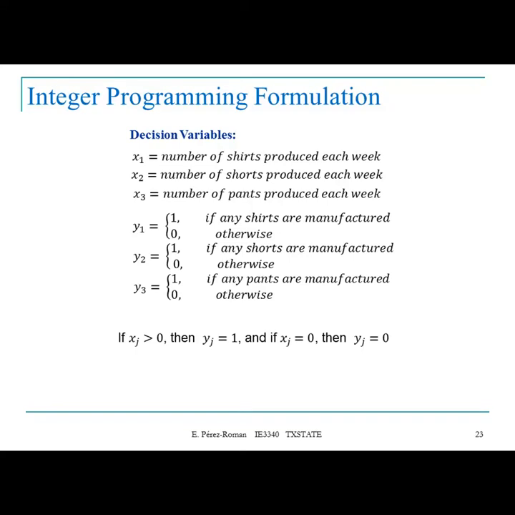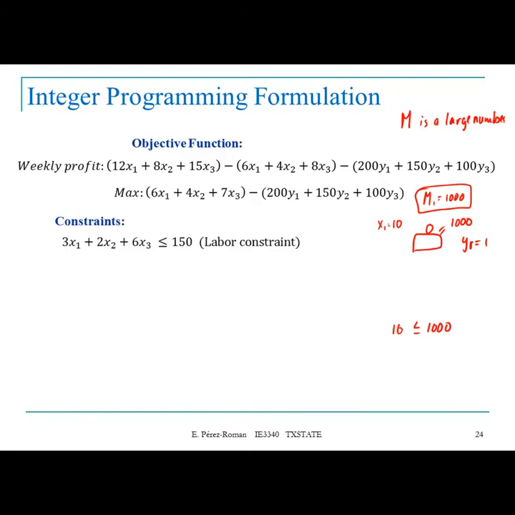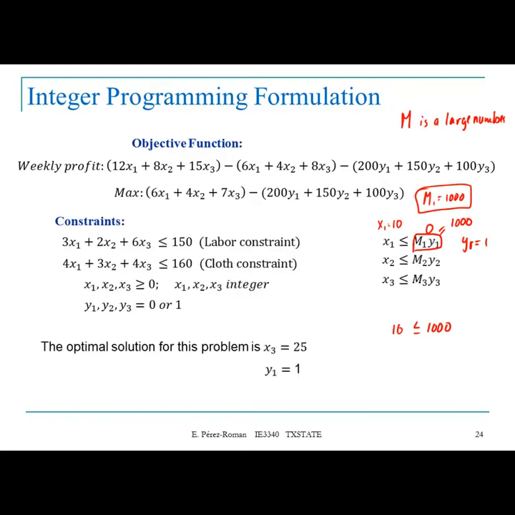X3 is the number of pants that you're going to produce each week, right? So you're saying that you're going to produce pants, but you're going to rent the machine for the shirts. If you're going to produce pants, you need to rent this, and it's a typo. I did it on purpose just to check if you were following. So this should be Y3.